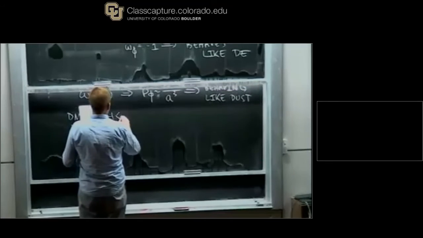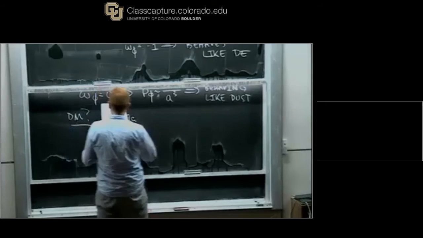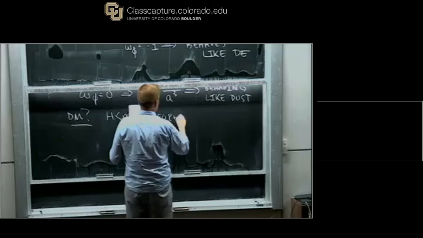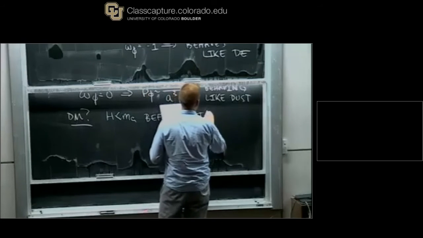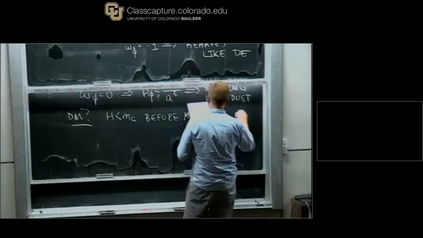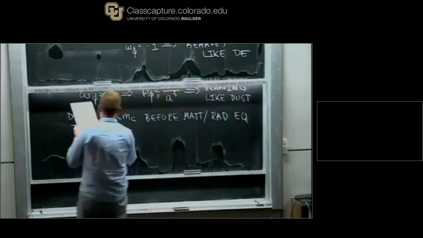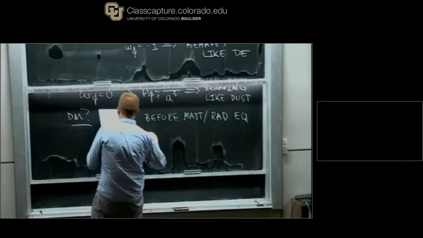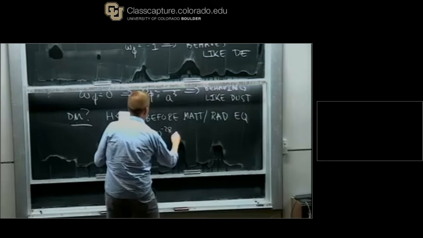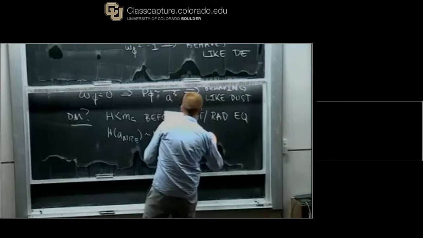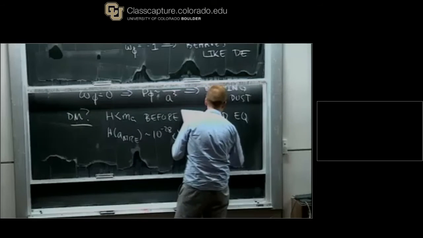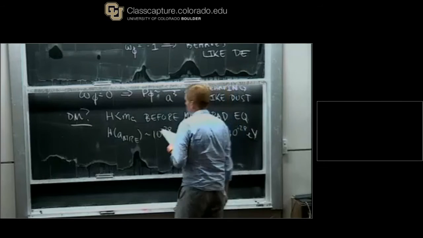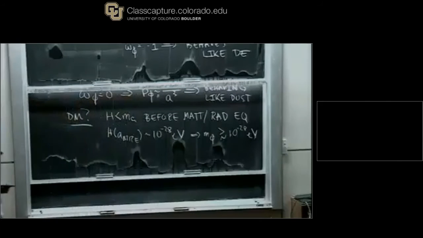This means that you need to enter this phase where H is less than m_a before matter-radiation equality. And H at matter-radiation equality is like 10 to the minus 28 eV, which would imply that m_phi is greater than or equal to 10 to the minus 28 eV. Okay. And for more on this, I highly recommend David Marsh's review, Axion Cosmology.